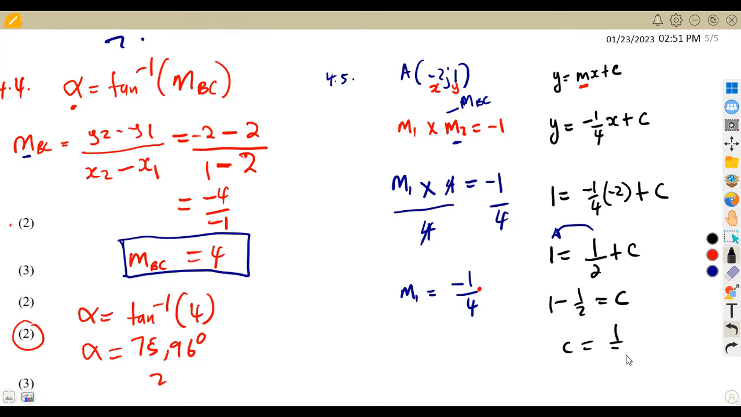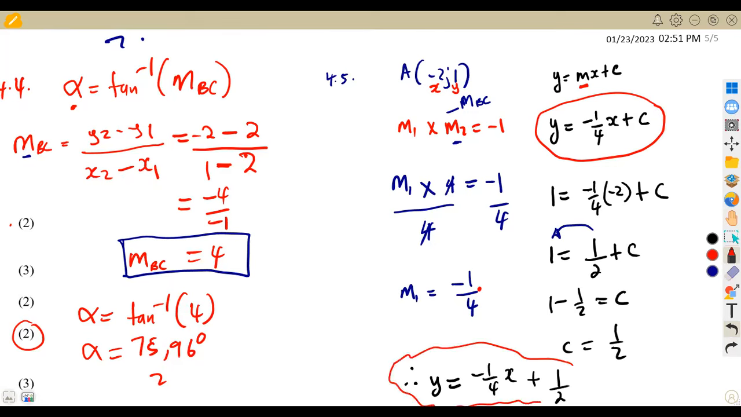So c is equal to 1/2. So therefore, our equation in this format is going to be y is equal to mx plus c, which is this part that we have written before. So we are going to substitute here, where we have -1/4x plus c. Our c is 1/2. All right, so this is the equation that we are going to obtain for the line that we are given in this case.